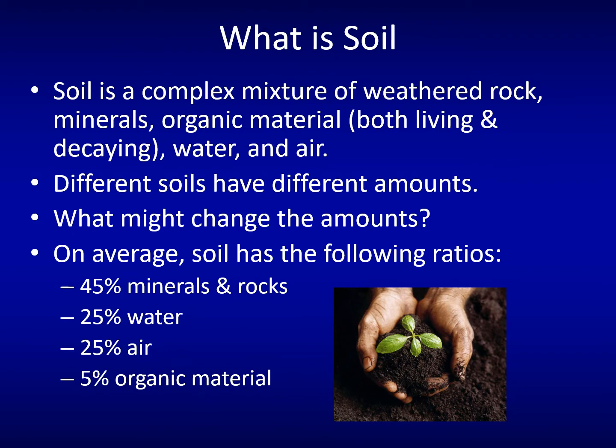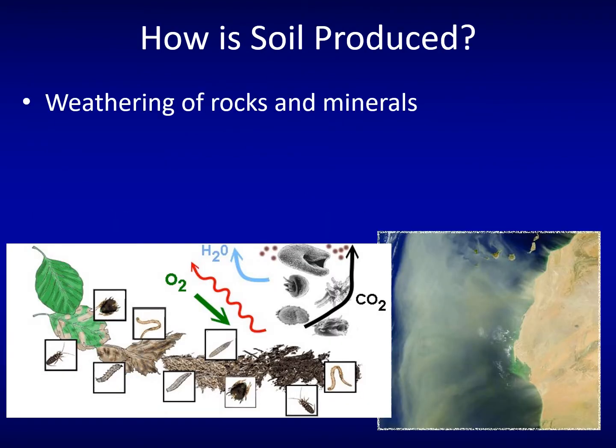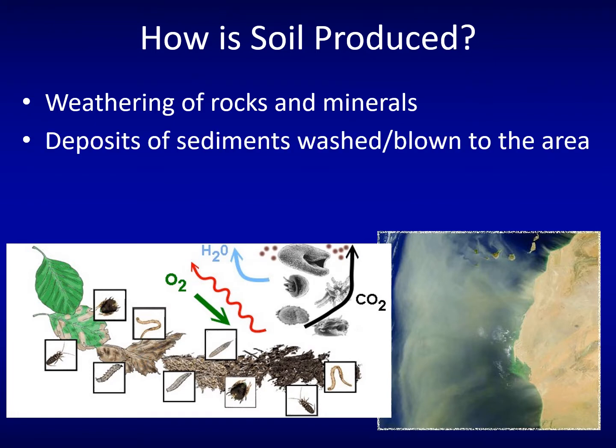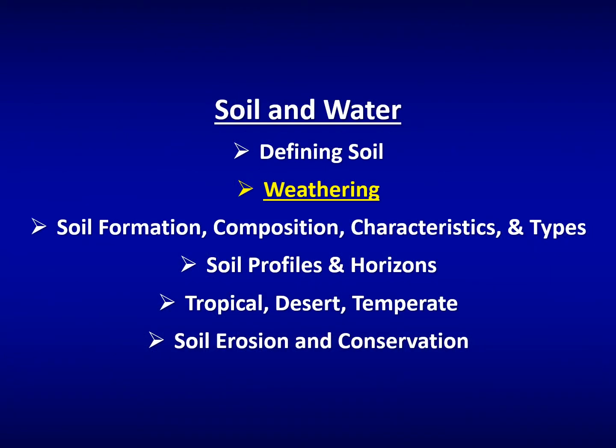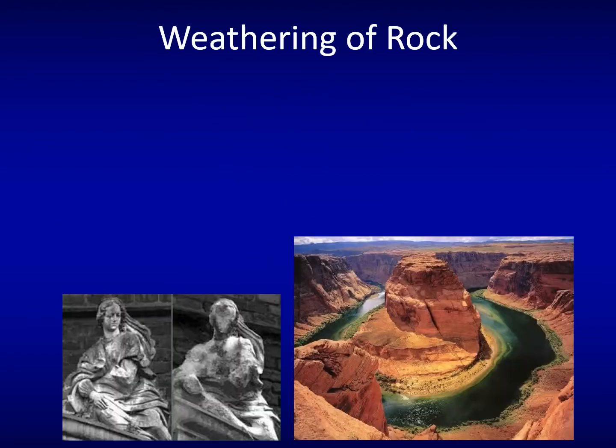We note that on average, though, soil has the following ratios: about 45% minerals and rocks, about 25% water, 25% air, and about 5% organic material. Soil is essentially produced from the weathering of rocks and minerals. Deposits of sediment are washed or blown to the area to produce soil, and living things decompose material to produce soil.